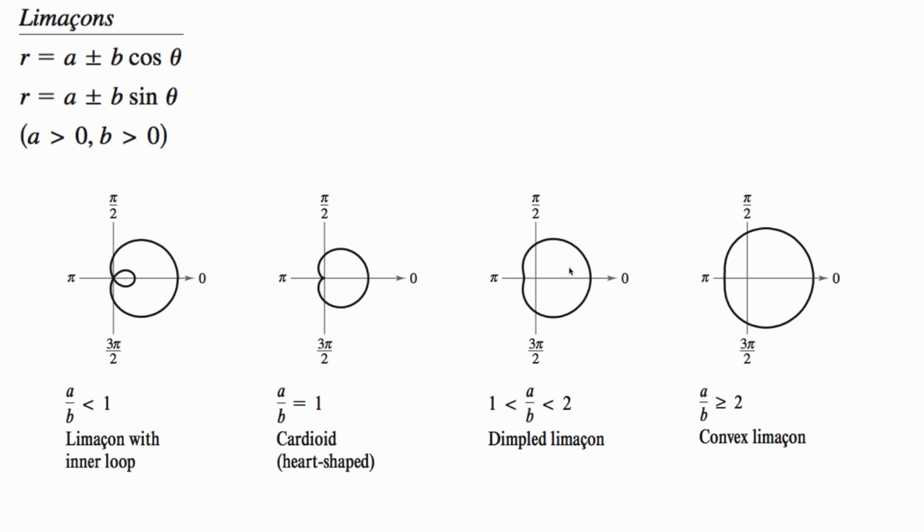You have a dimpled limaçon. You see it just has that little bump in there when the ratio between a and b is between 1 and 2. And a convex limaçon when the ratio is greater than 2.